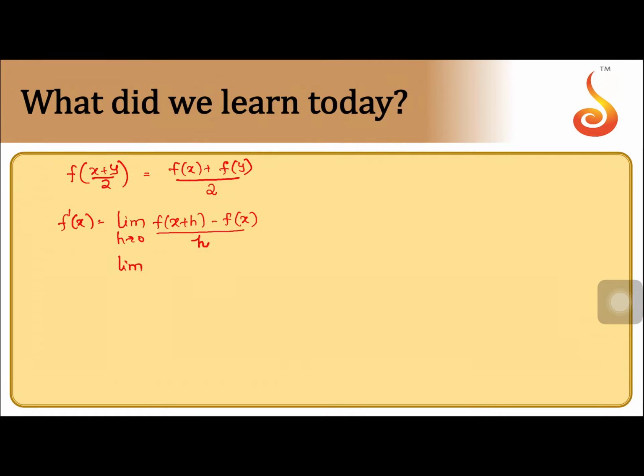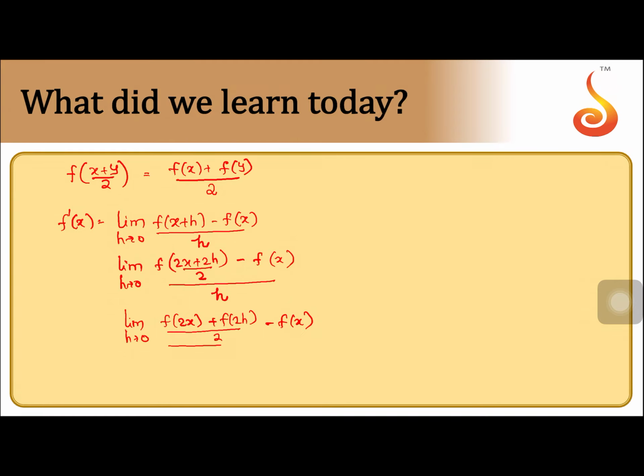is equal to limit h tending to 0 of [f(x+h) - f(x)]/h. In this case, we do a little rearrangement. Limit h tending to 0 of [f((2x+2h)/2) - f(x)] divided by h. Okay, so we use the same thing that is given to us. Limit h tending to 0. The value of this is given as [(f(2x) + f(2h))/2 - f(x)] divided by h.